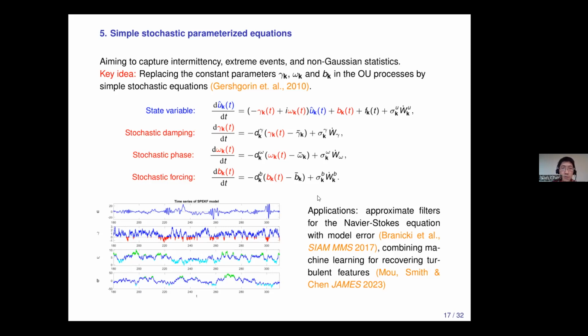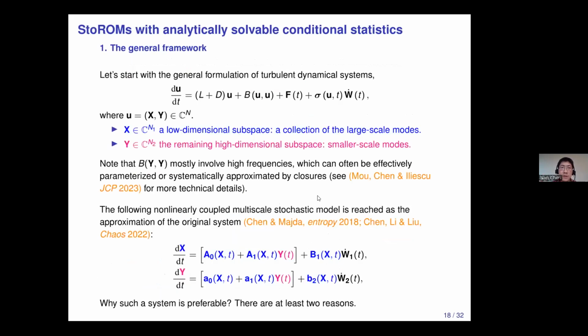Okay. So so far we just considered very simple one-dimensional or these four-dimensional stochastic models. And basically we focus on using these models to model each of the Fourier modes. Then we run these different Fourier modes independently to build reduced order models. And these models can be useful to predict the statistics or for data assimilation.